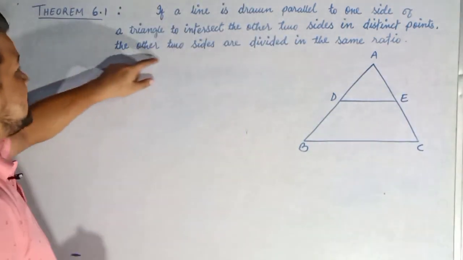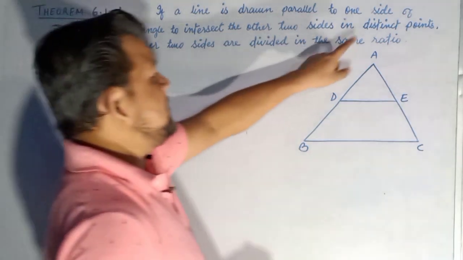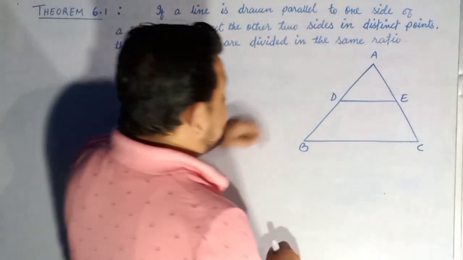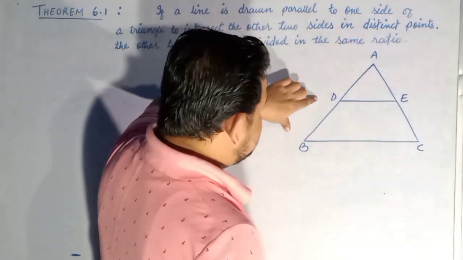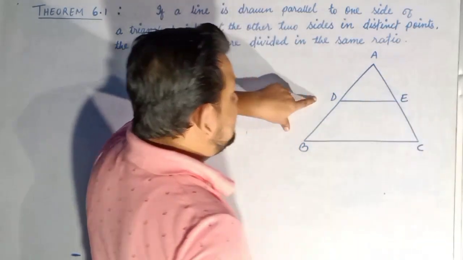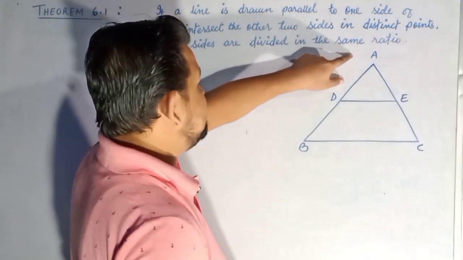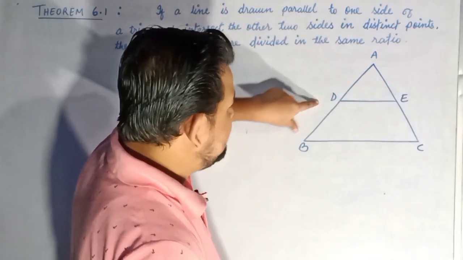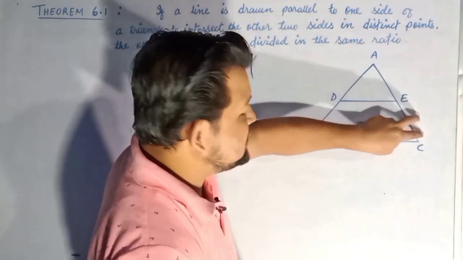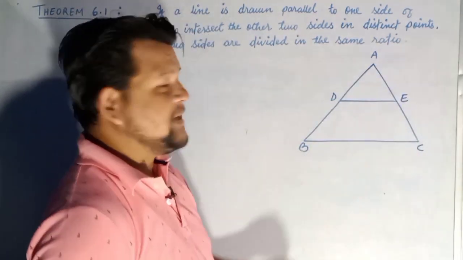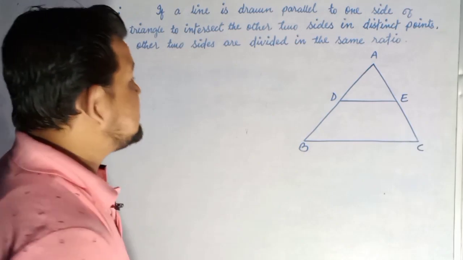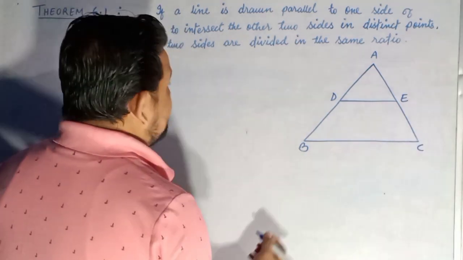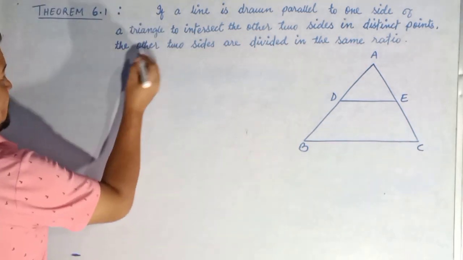Then the other two sides are divided in the same ratio. What this theorem is saying is that this side and this side will be divided proportionally, that means in a ratio. That means AD by BD will be equal to AE by CE. So this theorem is telling us this. Now they are asking us to prove this, so let's solve this theorem.